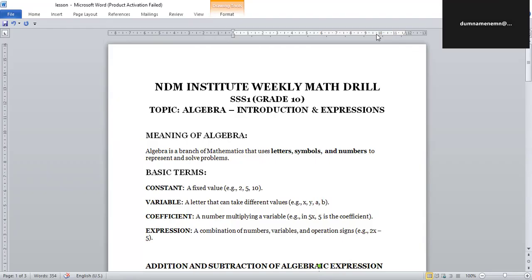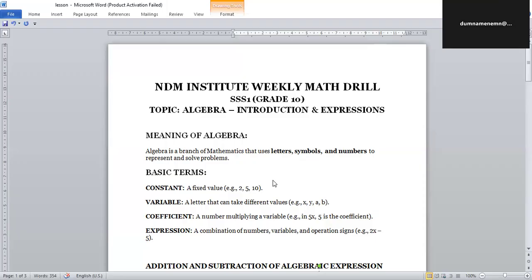All right, so a quick one, the meaning of algebra. Algebra is a branch of mathematics that uses letters, symbols, and numbers to represent and solve problems. Now there are some basic terms we need to master when it comes to algebraic expression. When you understand these terms, it will help you to solve questions rightly.